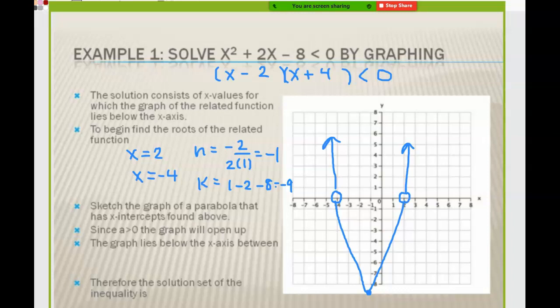Because a is greater than 0, my graph opens up. And then we also know the x values are less than 0. So you could pick x equals 0. And if you plug in 0, you get 0 squared plus 0 minus 8 is less than 0. So you get negative 8 is less than 0. Is negative 8 less than 0? Yes. So since my test point was between those graphs, that's where my solution is.